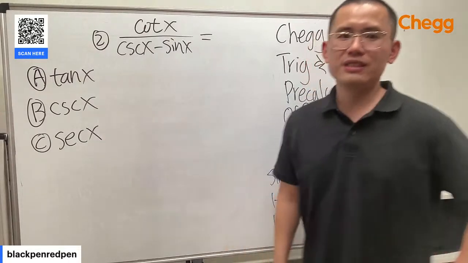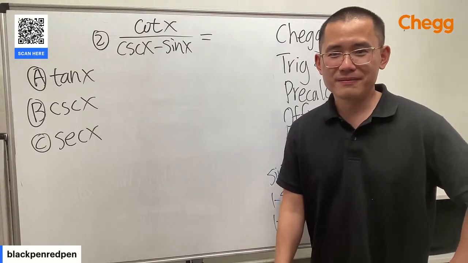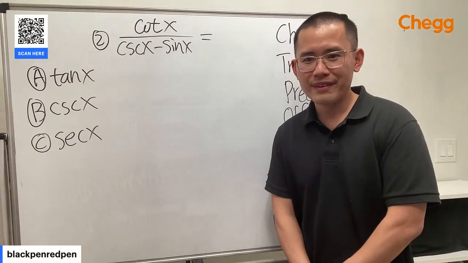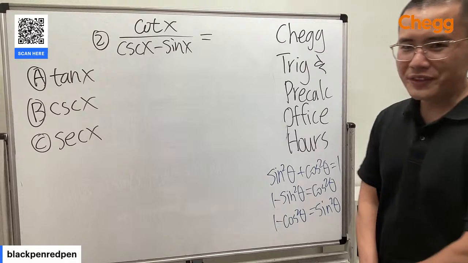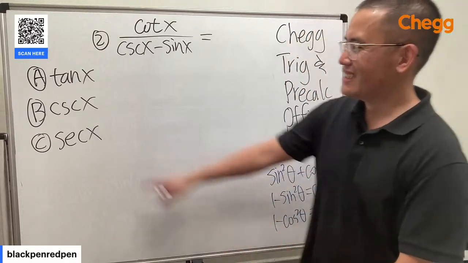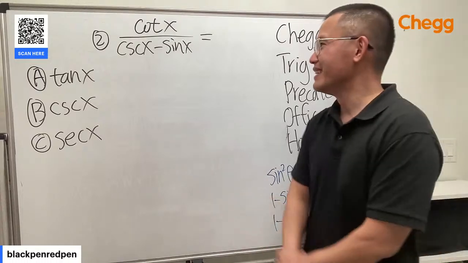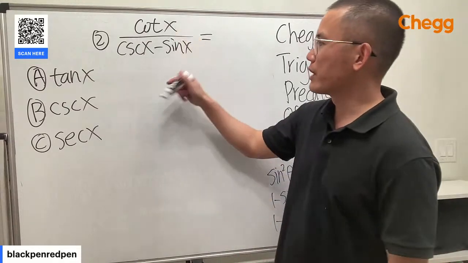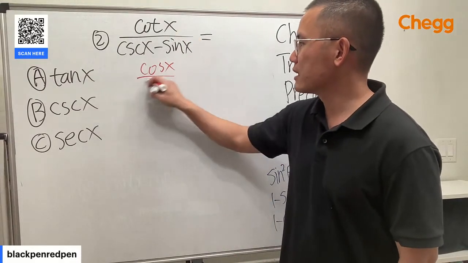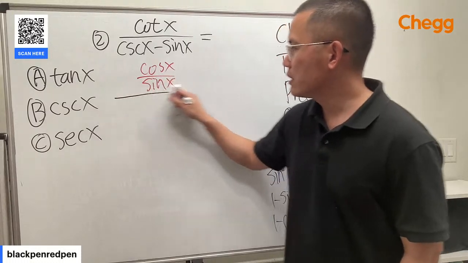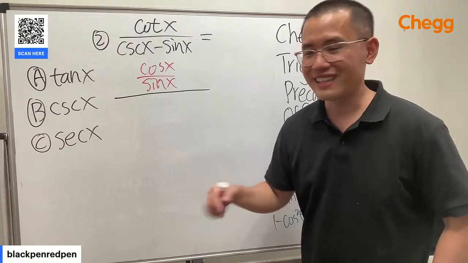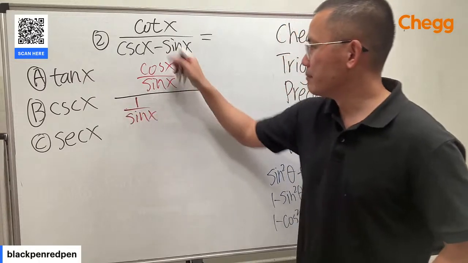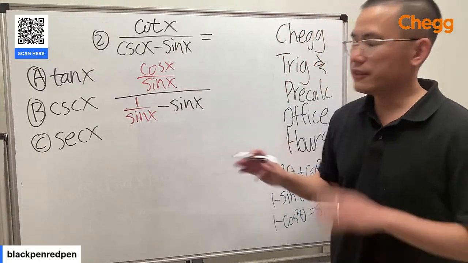So A, B, or C? Okay, the majority of you guys, pretty much everybody that I see, is secant x. Let's see if we got this right. So again, the strategy is we're going to write everything in terms of sine and cosine. So for this right here, write it as cosine x over sine x. And then over, this right here is 1 over sine x, and then minus sine x. So that's the first change that we shall make.